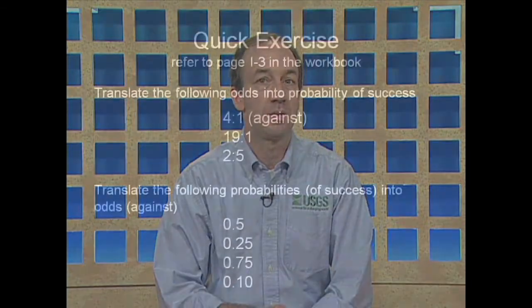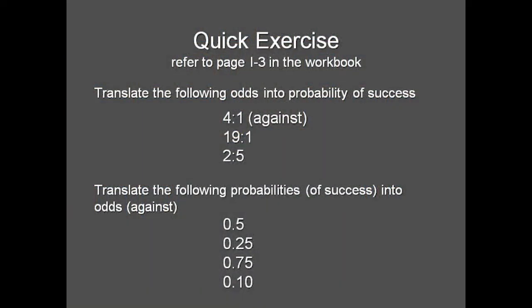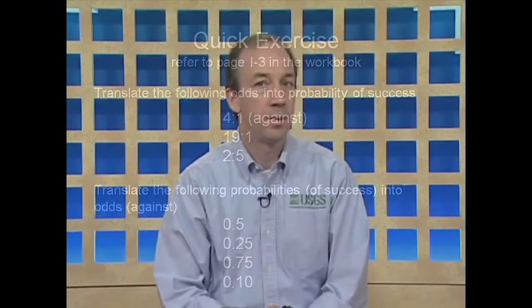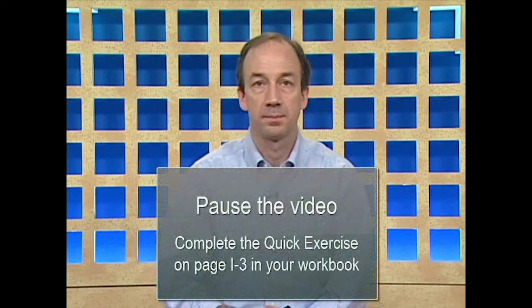So actually, I've got a quick exercise that's in your notebook as well. You've got 3 questions here that ask you to translate the following odds into a probability of success. So 4 to 1 odds against you. What's that as a probability of success? 19 to 1 odds against. What is that as a probability of success? And then there's 4 questions that ask you to take the following probabilities of success and translate them into odds against you. So take a few moments, pause the video, and jot in some answers for these exercises.